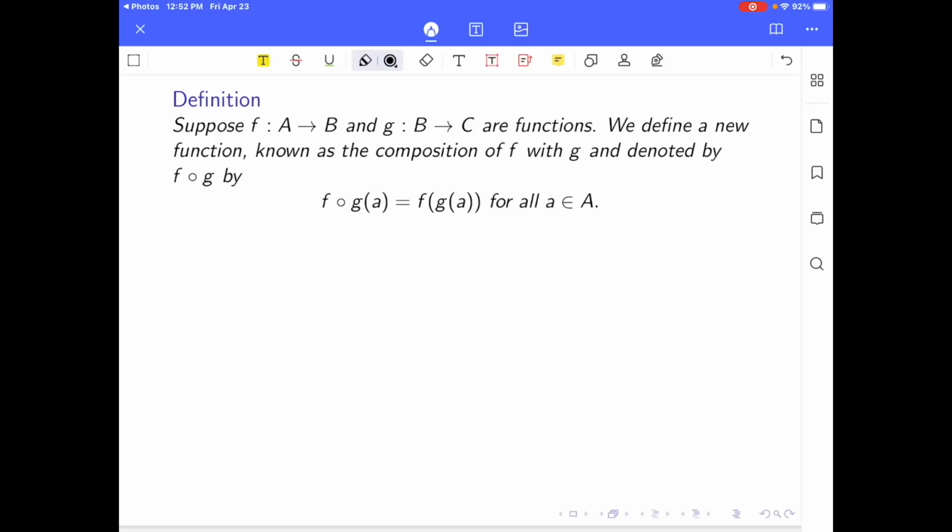This video is to support a course that I'm teaching in introductory proofwriting. And here we're going to look at the notion of composition of functions. So let's look at the definition.